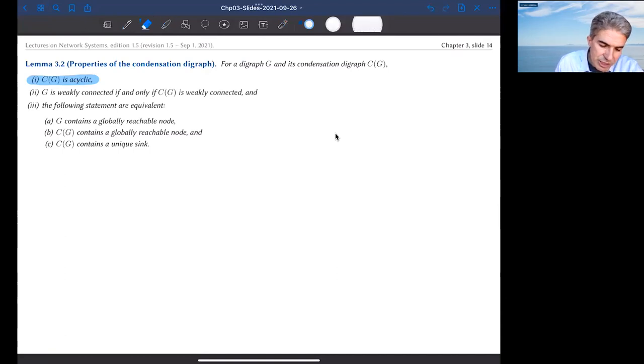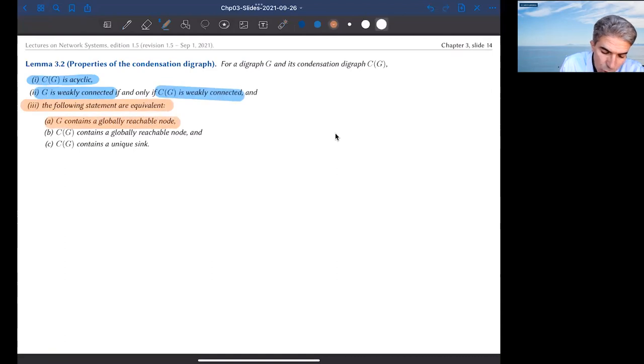The second property is that when you do the condensation, certain properties, the weak connectivity properties of the original digraph, are preserved in the following sense. G is weakly connected if and only if its condensation is weakly connected. So you don't lose anything regarding weak connectivity when you do the condensation. The property remains unchanged. The third property: G contains a globally reachable node if and only if its condensation contains a globally reachable node.